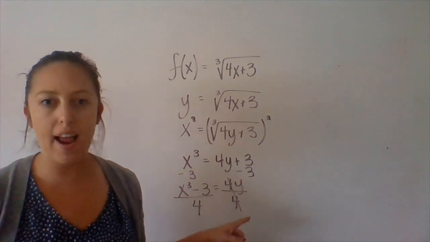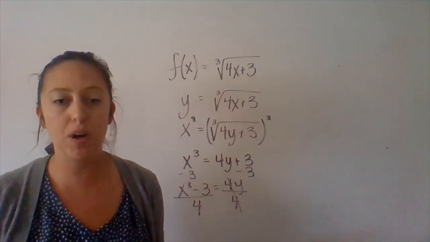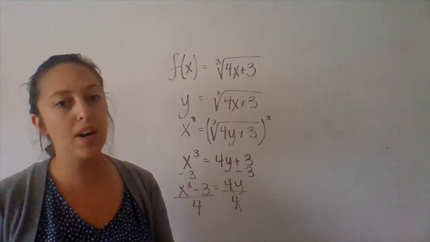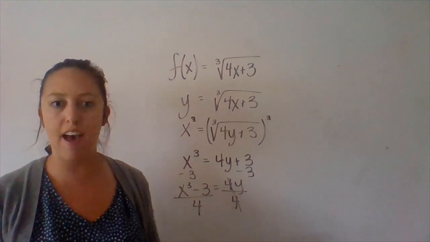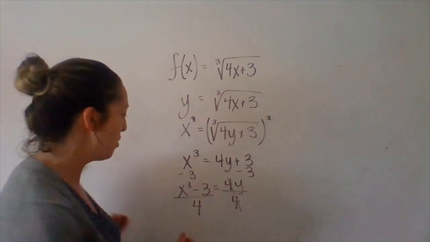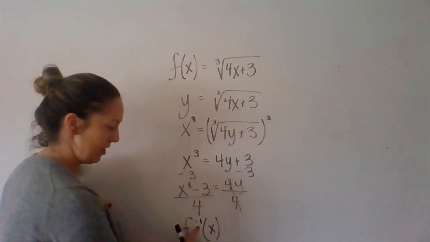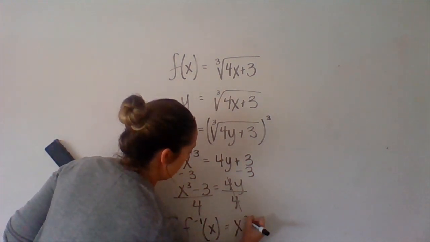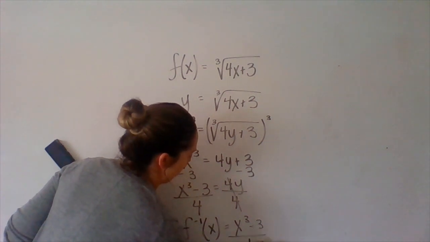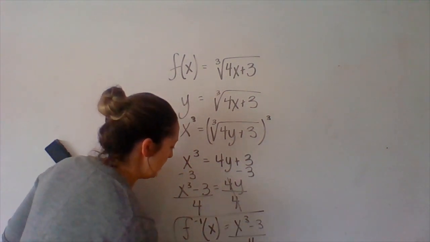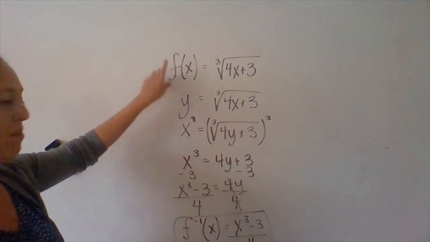Instead of calling it y, I know that I didn't just find any equation. I want to label it specifically. And I know that what I found is the inverse of f of x. So we're going to write that in our inverse notation with the little -1 is equal to x cubed minus 3 over 4. This is the inverse function of my original.